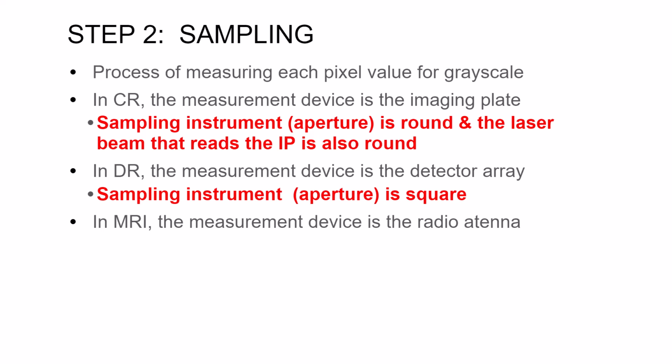Sampling is the process of measuring each pixel value for grayscale. In CR, the measurement device is the image plate. The sampling instrument is round, and the laser that reads the IP is also round. When you look at DR, the measurement device is the detector array. That sampling instrument is square. When you compare it to MRI, for example, the measurement device is a radio antenna.